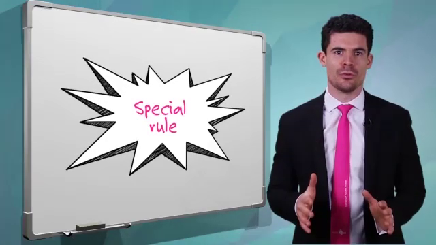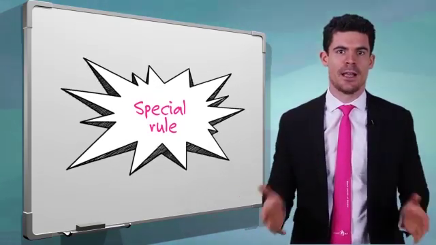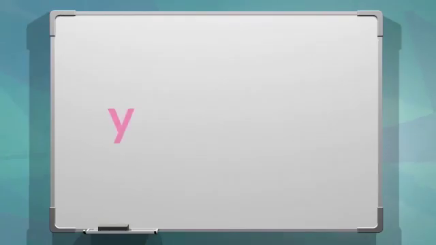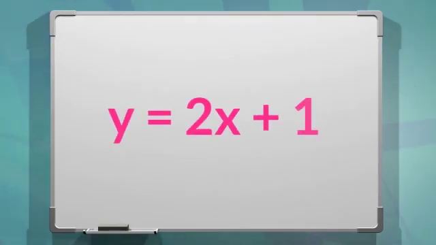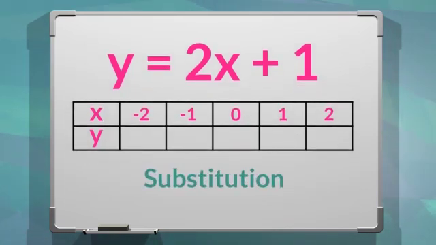We use a special rule to work out what the value of y is for each value of x. In this case, we are going to use y equals 2x plus 1. Now, we always start with 0 as this is the easiest. We are going to use substitution to find the value of y. To substitute, we replace the x in the equation with the value in the table. If you've forgotten how to substitute, then take a look at our video on substitution.